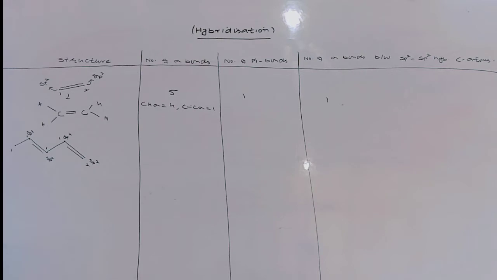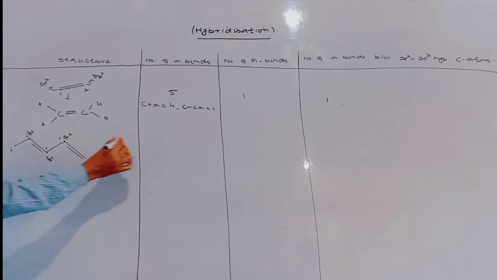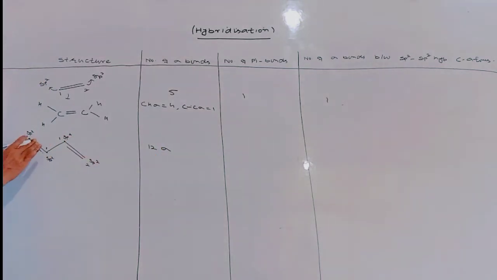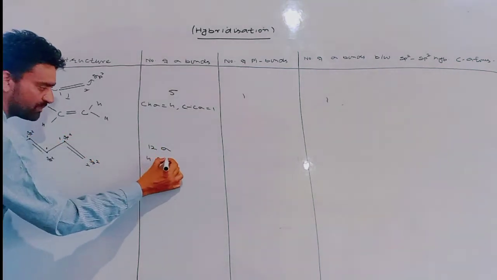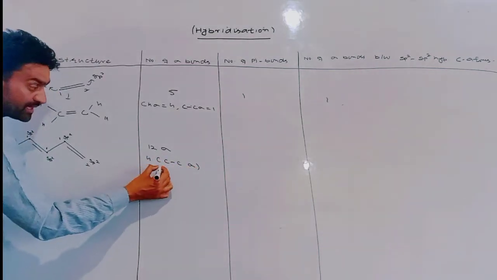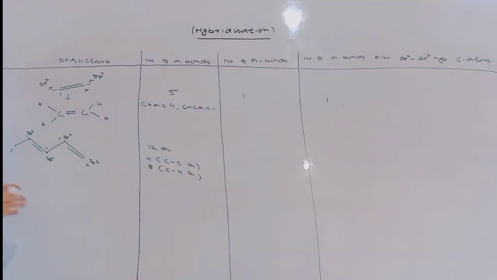First point clear. The second point is to calculate the total number of sigma. 3 plus 1 is 4, plus 1 is 5, plus 1 is 6, 6 plus 2 is 8, 9, 10, 11, 12. You got it? There are 12 sigma. Out of 12 sigma, how many are carbon-carbon? 1, 2, 3, 4. 4 are carbon-carbon sigma, and out of 12, 8 are carbon-hydrogen sigma. Got it? I can put this compound like this in CSF form.